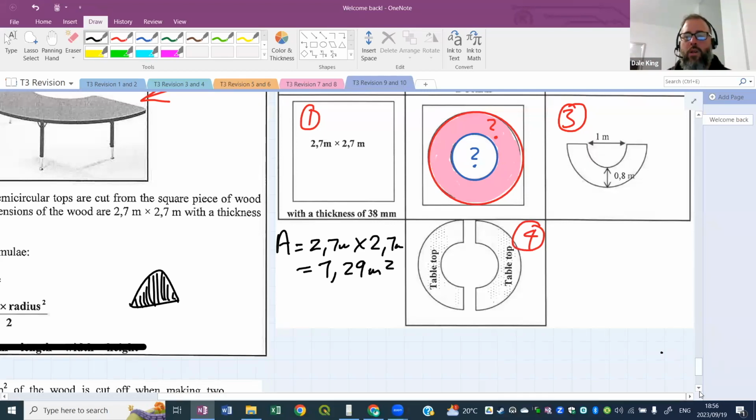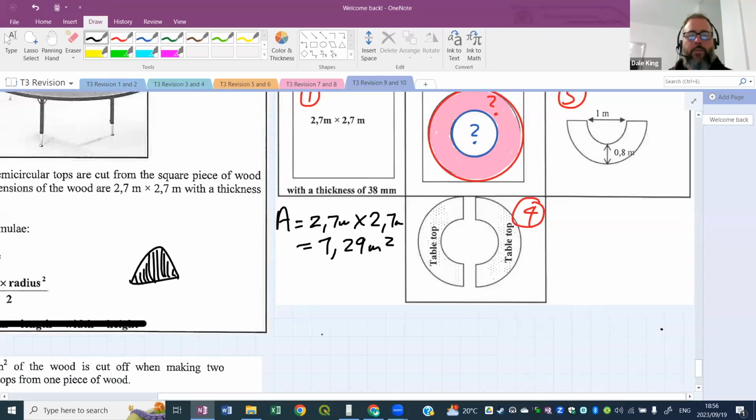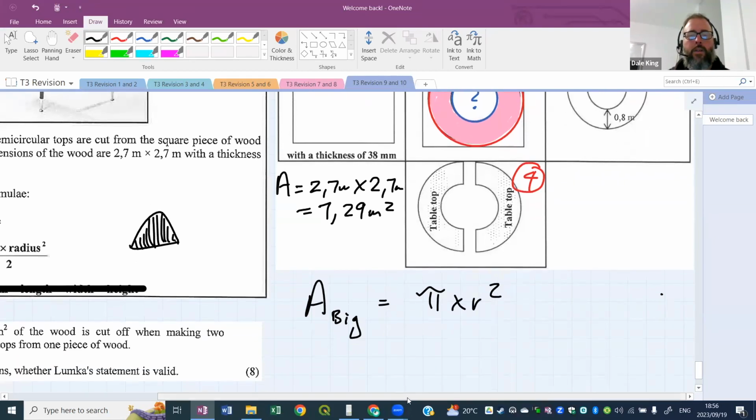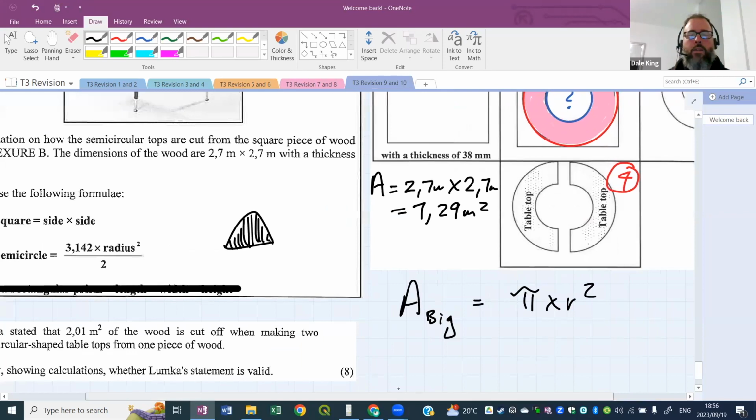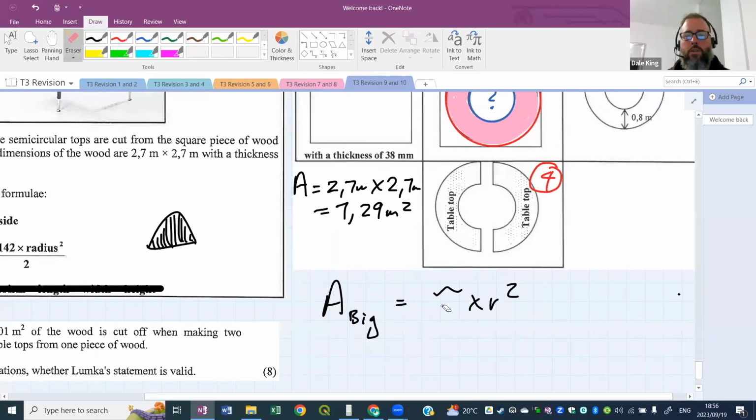So I suggest we're going to work out the big circle. All right, I'll say area of big circle. And we're going to use pi r squared. Are you happy with that? Yes. Okay. And they say use 3.142. So I'm going to change pi to 3.142. That'll give us the pink circle as if the whole thing was pink.